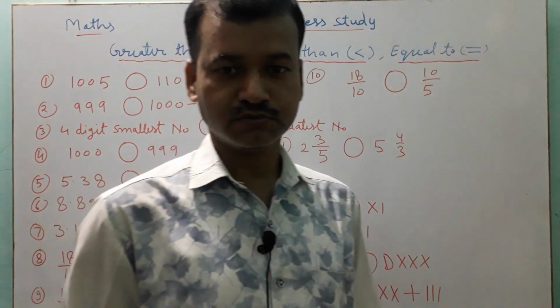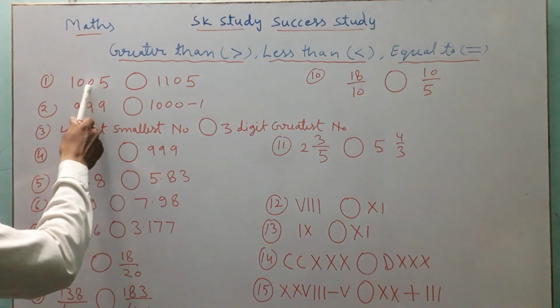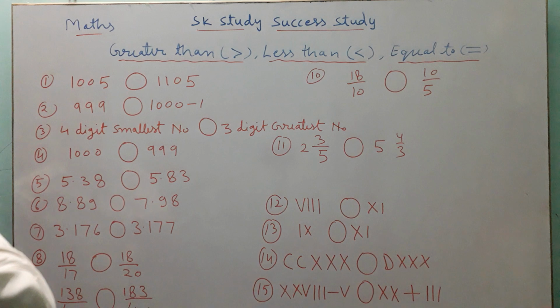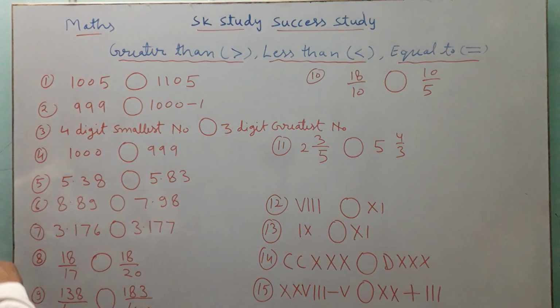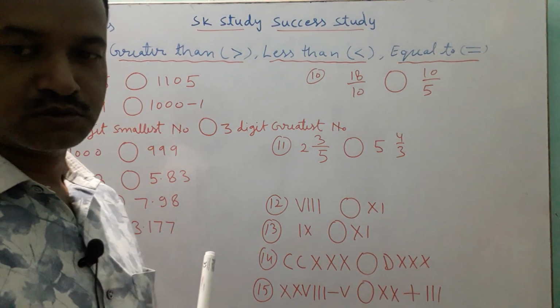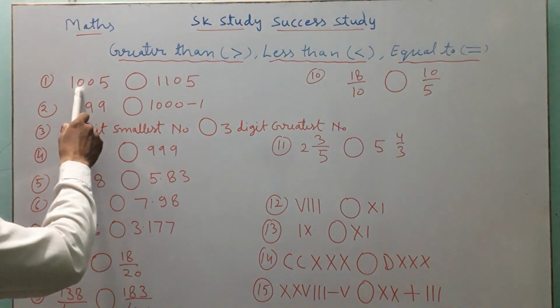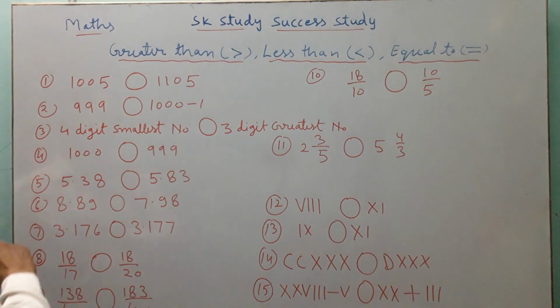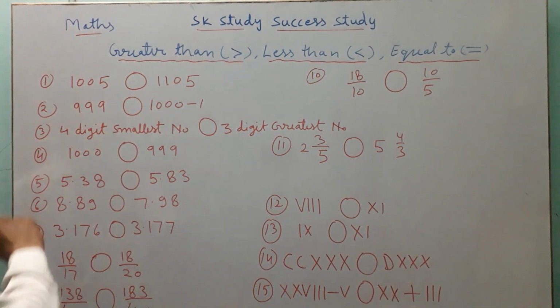First, we read ones, tens, hundred, thousand. This number is 1000. Ones, tens, hundred, thousand. This is also 1000. But we see in the hundred place, 0 and 100. 100 is greater than 0. So, this number is greater.